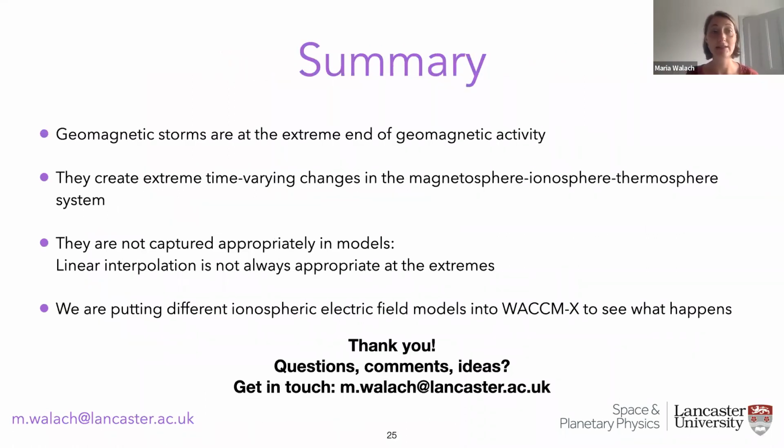So this is my summary. We're looking at geomagnetic storms, and they are really at the extreme end of geomagnetic activity. They create time-varying changes in the magnetosphere, ionosphere, thermosphere system. And really the most important thing here is that the convection pattern in the high-latitude ionosphere moves to lower latitudes. It can move down to latitudes of 40 degrees, and the electrostatic potential becomes really strong.